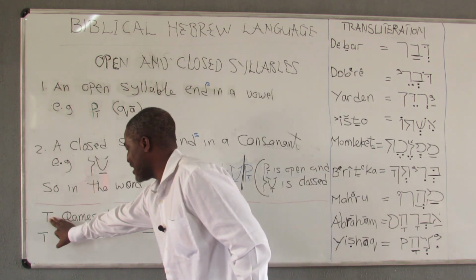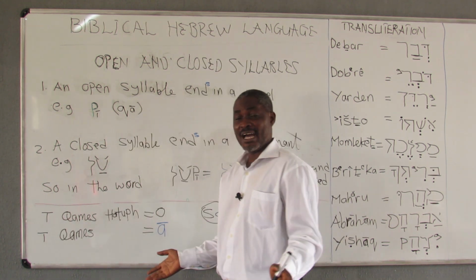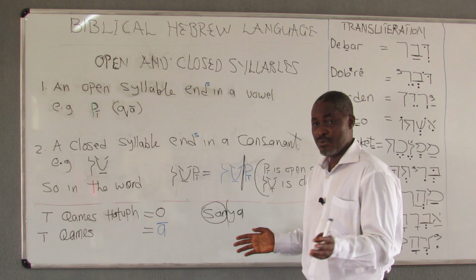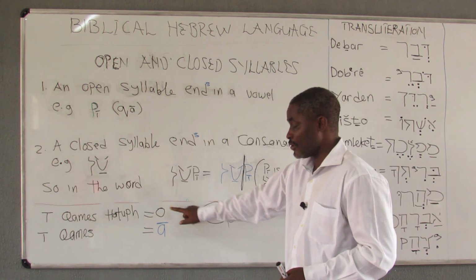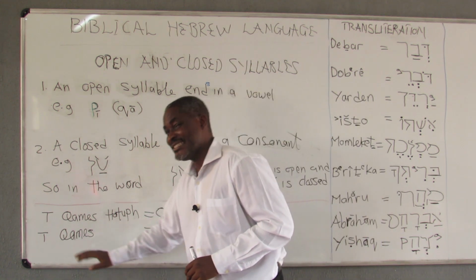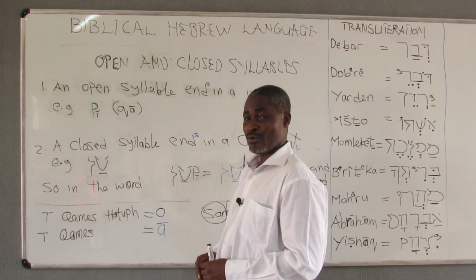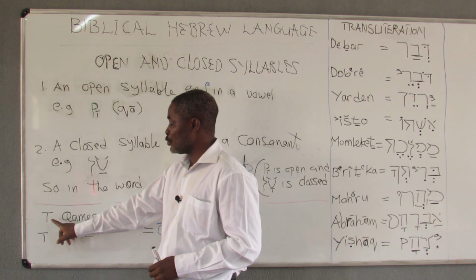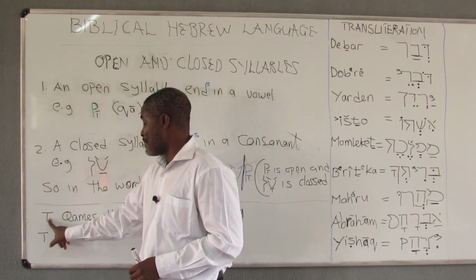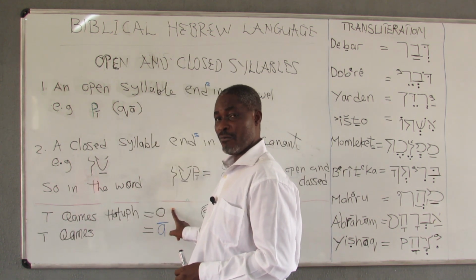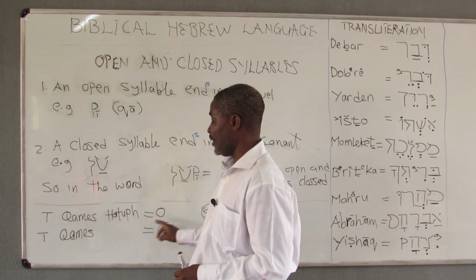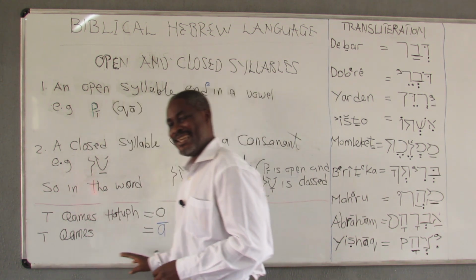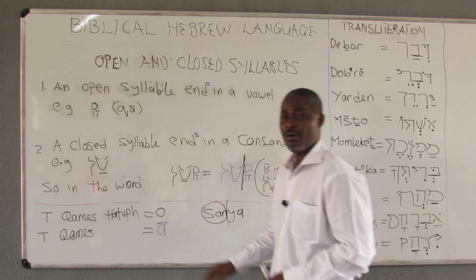Whenever this kames appears in a closed syllable that is not accented, it becomes an O. But whenever it appears in a syllable that is open and also not accented, it becomes an A. So that is how to know when to use this as a kames atof O of short vowels, and when to use it as just kames A of a long vowel.